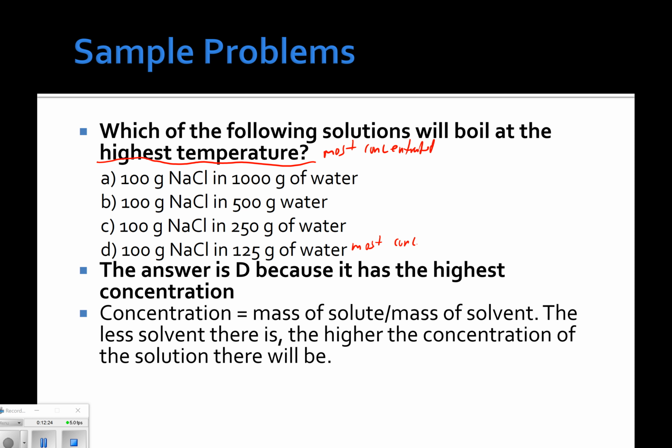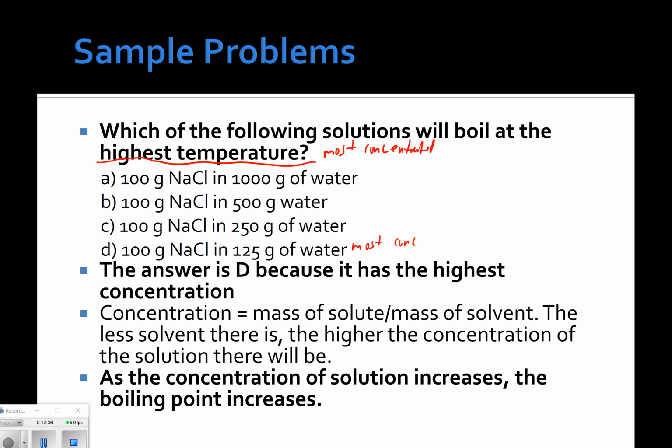So we have the mass of solute over the mass of solvent. That's our concentration that we learned in the prior lesson. The less solvent there is, the higher the concentration. So we can have less solvent or more solute, a couple different ways to look at that. So as the concentration of the solution increases, the boiling point increases.